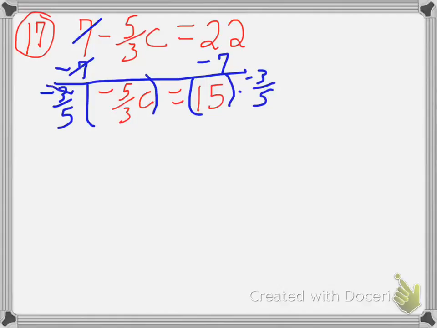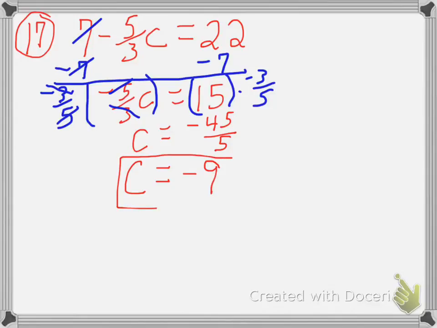The negative 3 and 3 and the 5 and 5 cancel, and that leaves us with c equals. Then I'm going to go 15 times negative 3 is a negative 45, and then over 5. Because 15 would be over 1, so I'll go top number times top number. 15 times negative 3 gave me the negative 45, and then the 1 times 5 would have given me the 5. And the only thing left to do is reduce. Negative 45 divided by 5 is a negative 9. And that is my answer.